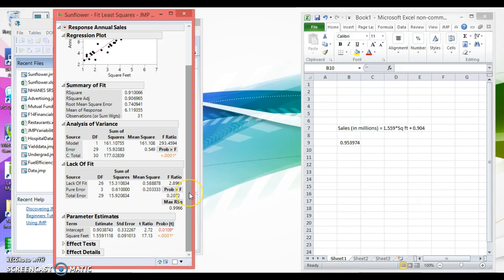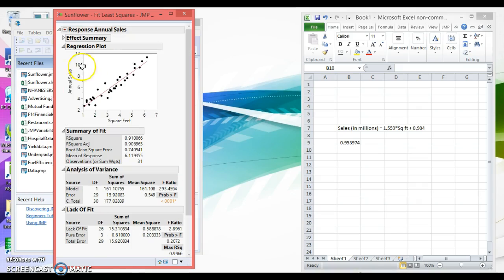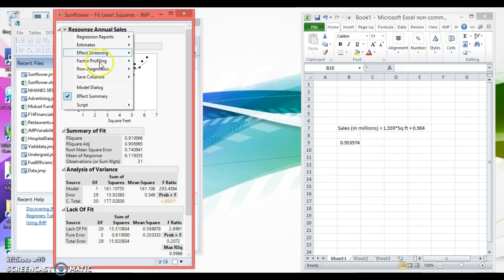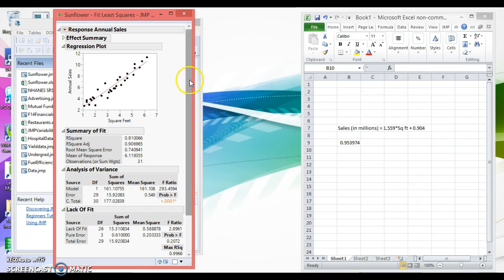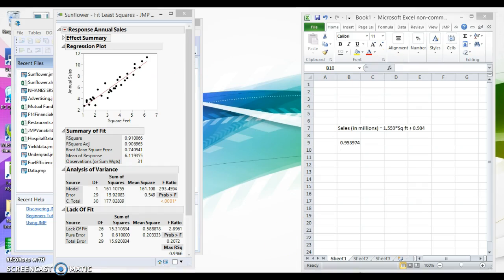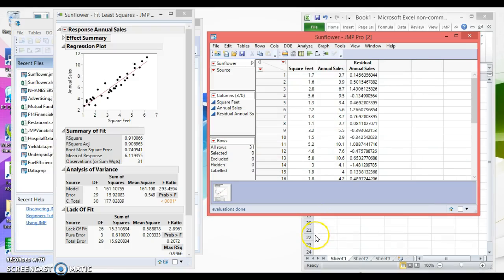Okay. So for D, give the four assumptions made, and then it asks how well are these assumptions met. So before we do this, we're gonna go up here to response annual sales, this red triangle, save columns. We're gonna save residuals, which is what we need for this, and then let me show you how that kind of works. So once I click save column residuals, it automatically goes straight to the data set.